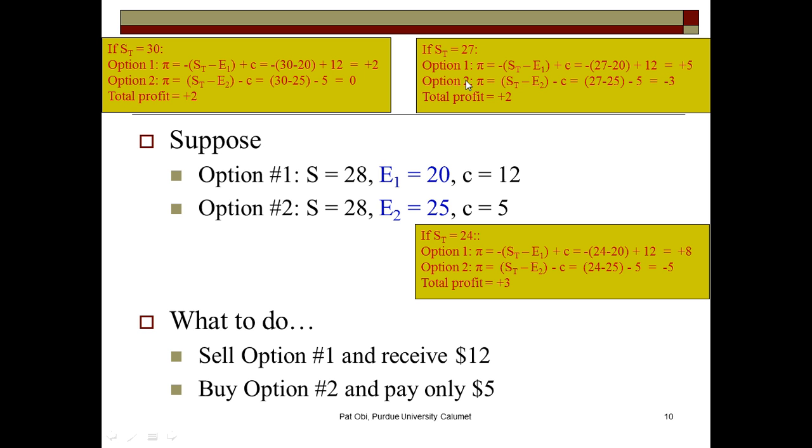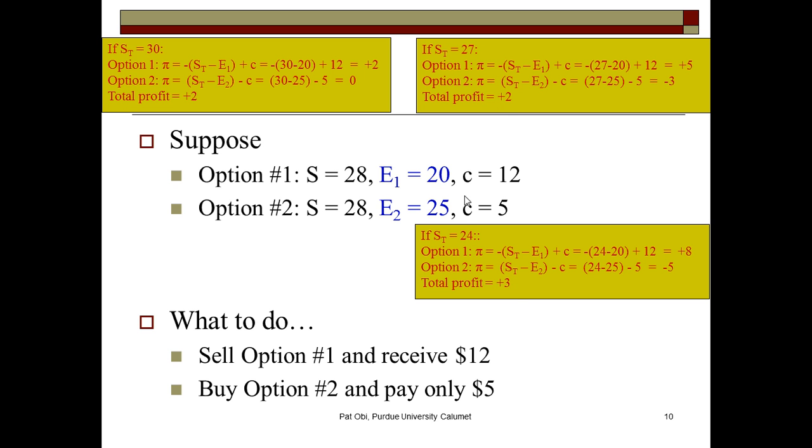For option number 2 that you purchased, 27 minus 25 is your intrinsic value of 2, minus the 5 that you paid to purchase this option. You have a net outcome of minus 3. So positive 5 minus 3, you're still enjoying $2. For any price that you choose above 25, you're going to find out that your cumulative profit would be 2. So that's an assured return, a net gain on this transaction.